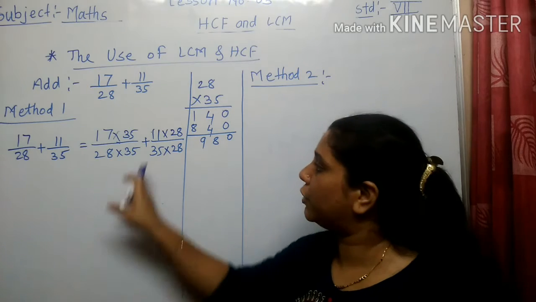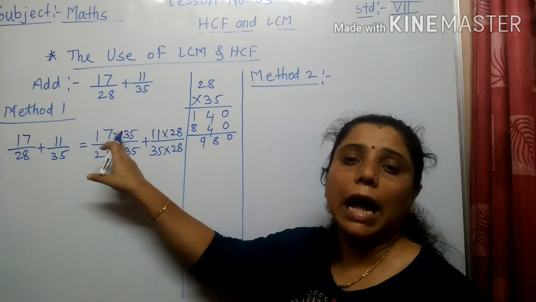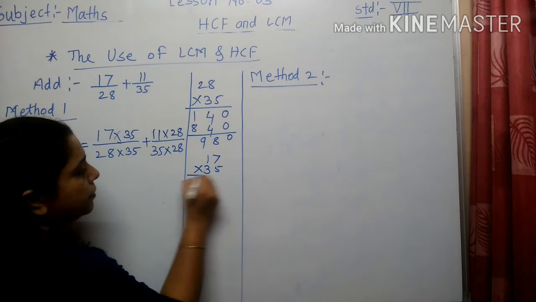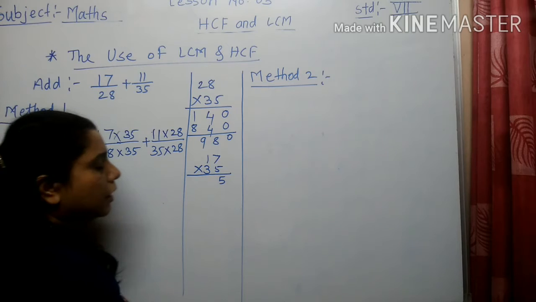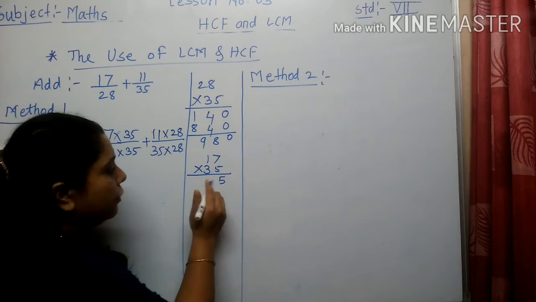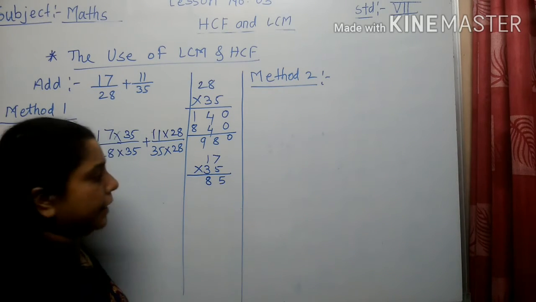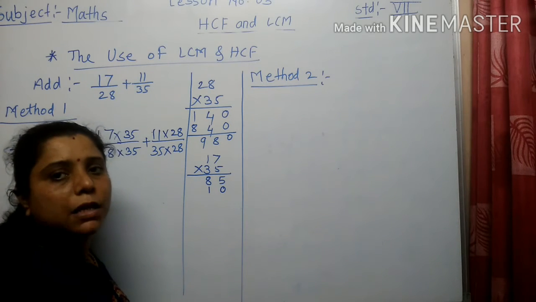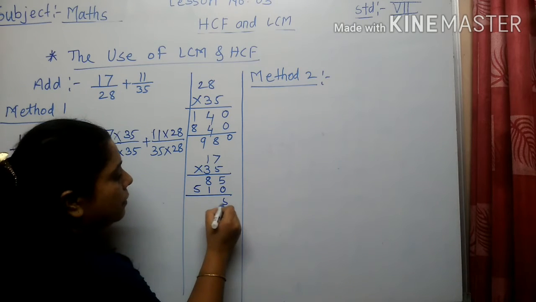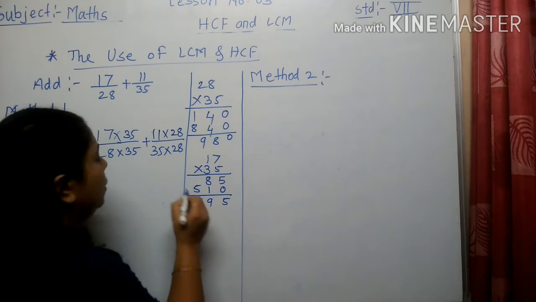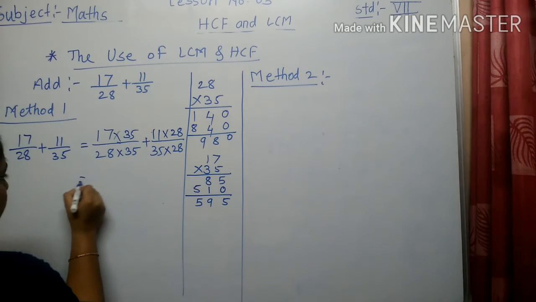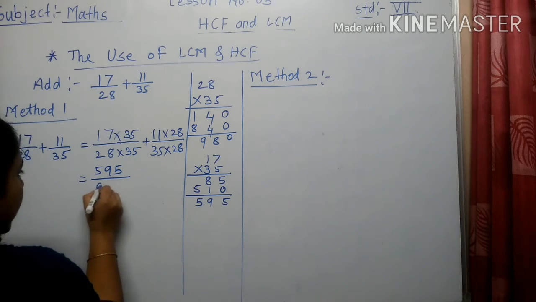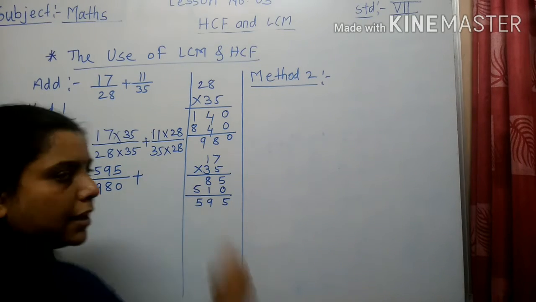Now what do I have to do? I have to do the product of 17 and 35. Now I am showing over here. 17 into 35. 7 5s are 35. 3 5s are 15, 5 plus 3, 8, 0. 7 3s are 21, 2. 3 1s are 3. 3 plus 2, 5. 5 9 5. So what is our first fraction numerator? 595. And what is our denominator? 980. Plus sign as it is.